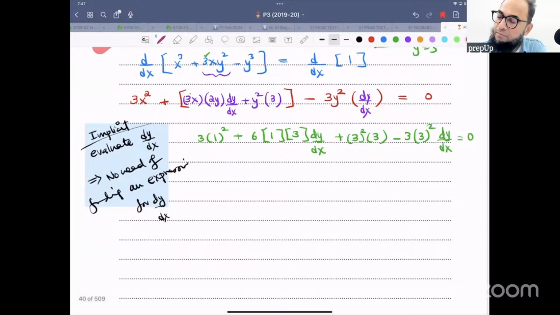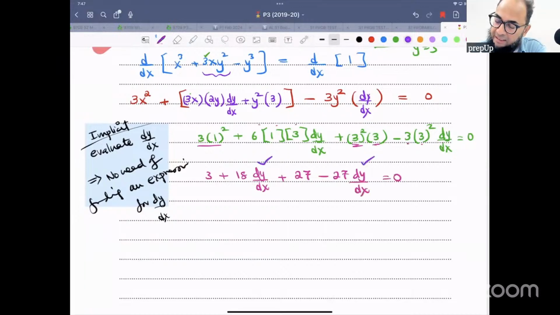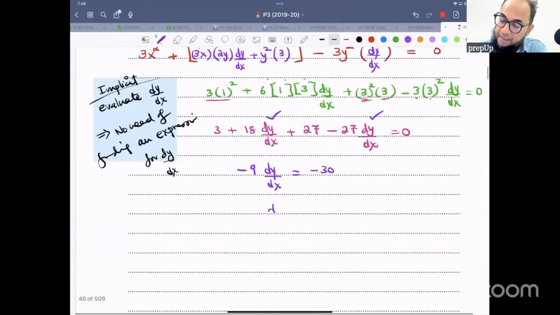So now over here, 3 into 1 squared, that is 3. 6 into 3, that's 18, dy by dx. This is 3 squared is 9 into 3, 27. And this is minus 27 dy by dx equals to 0. So we have 18 minus 27 dy by dx, 27 plus 3 is 30, taken to the other side, that is negative 30. So therefore dy by dx is equal to negative 30 over 9.